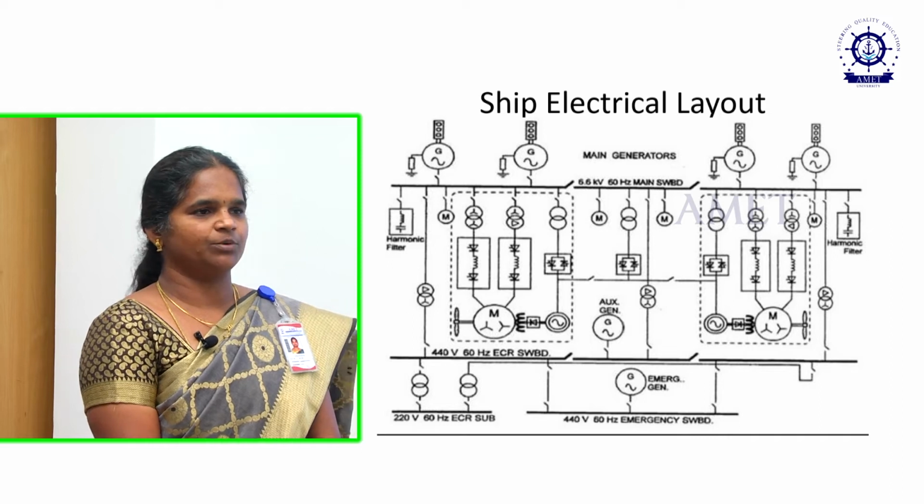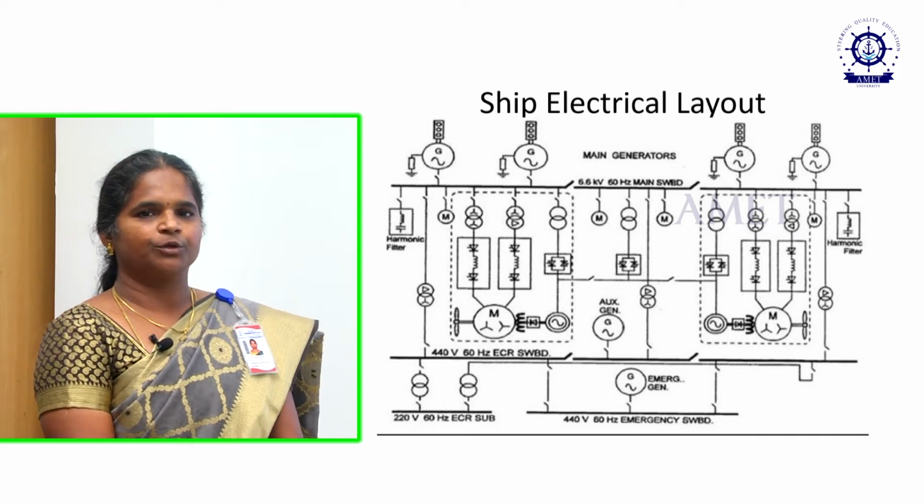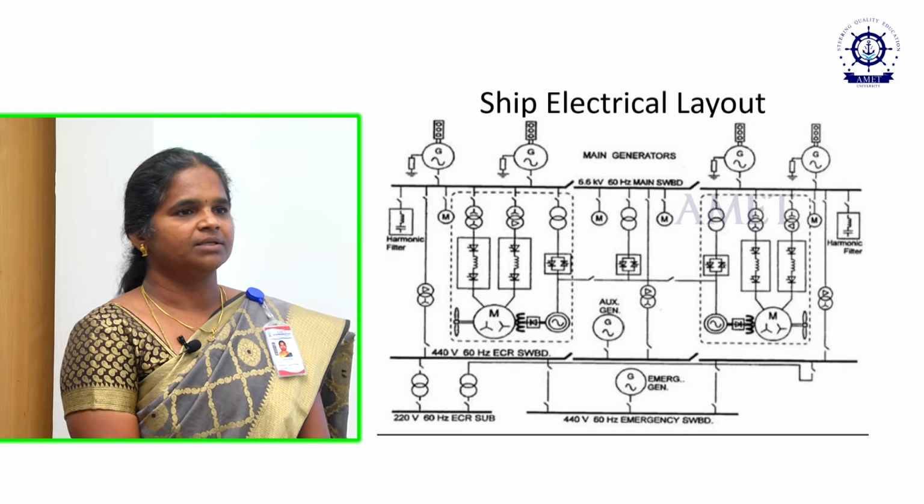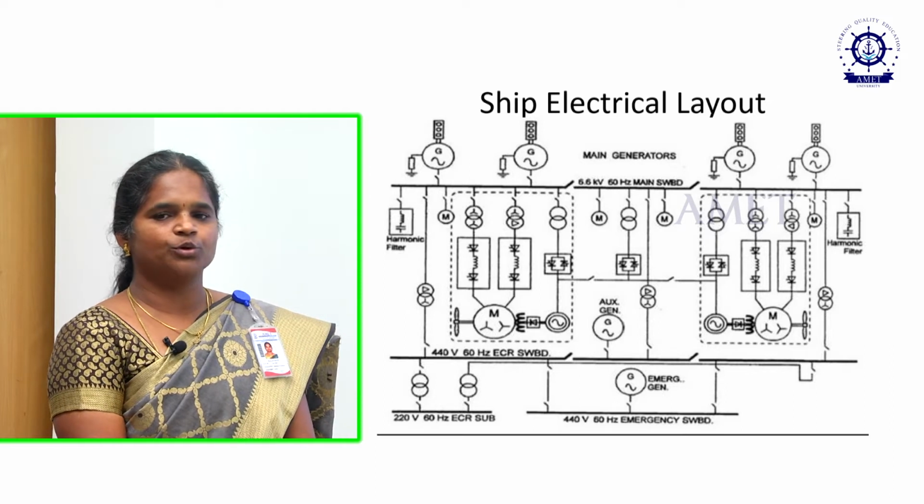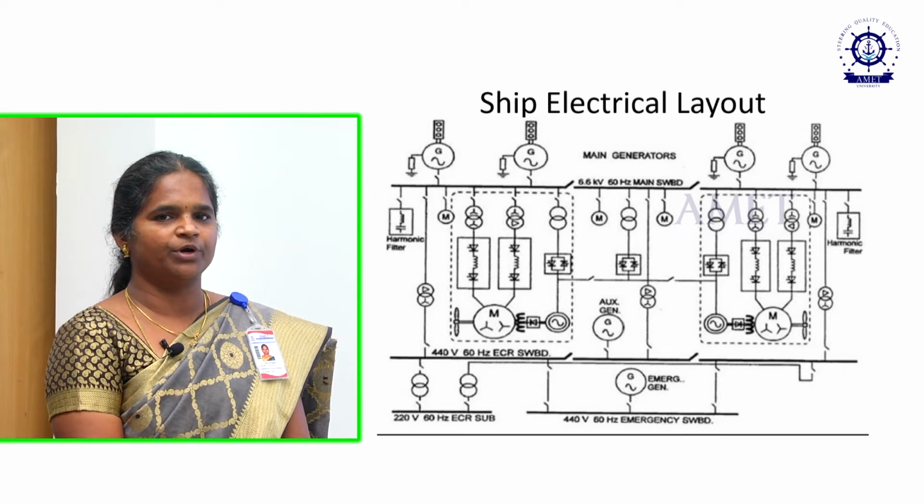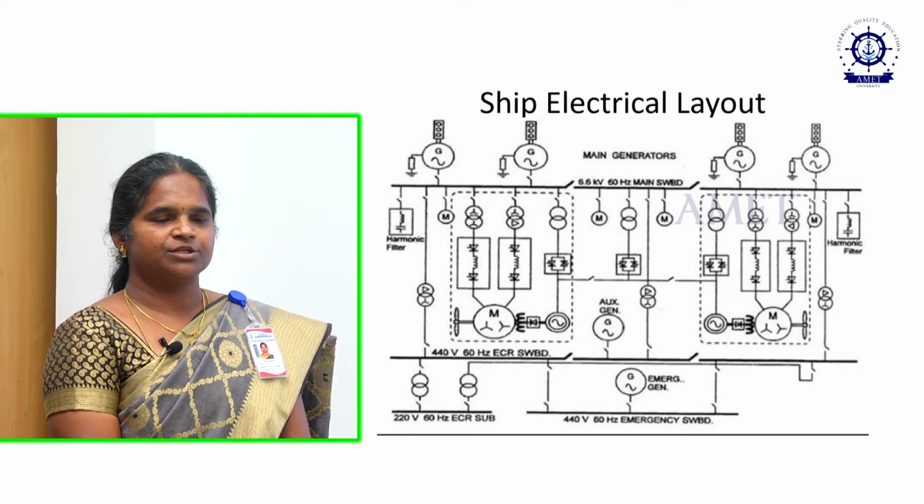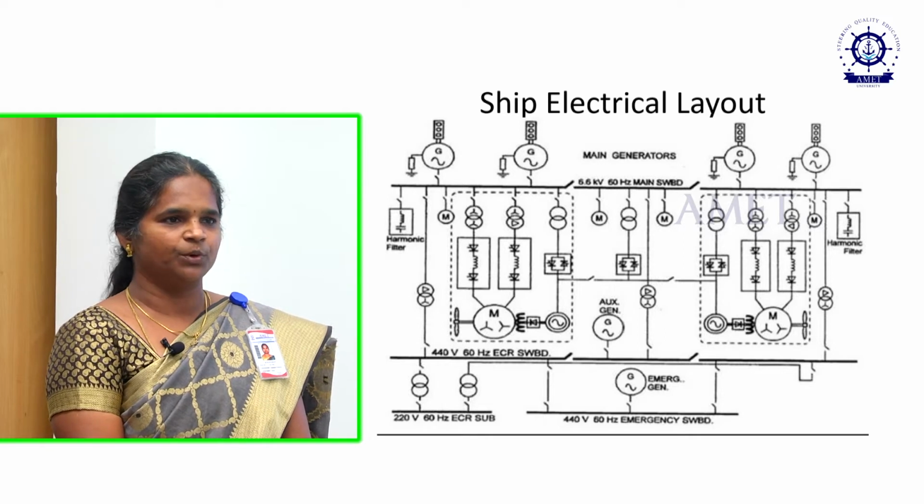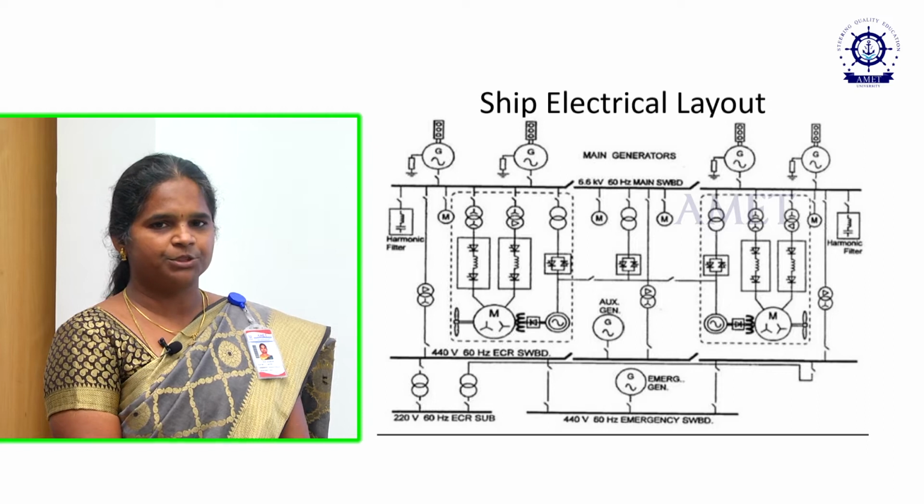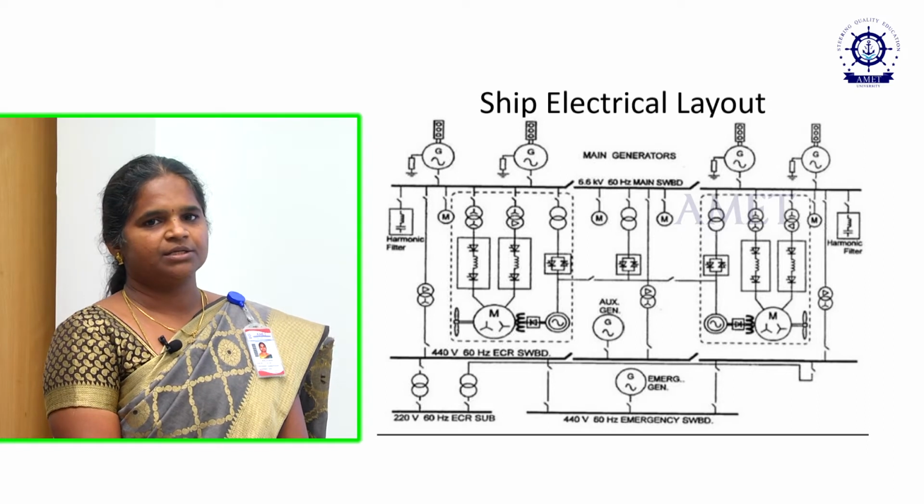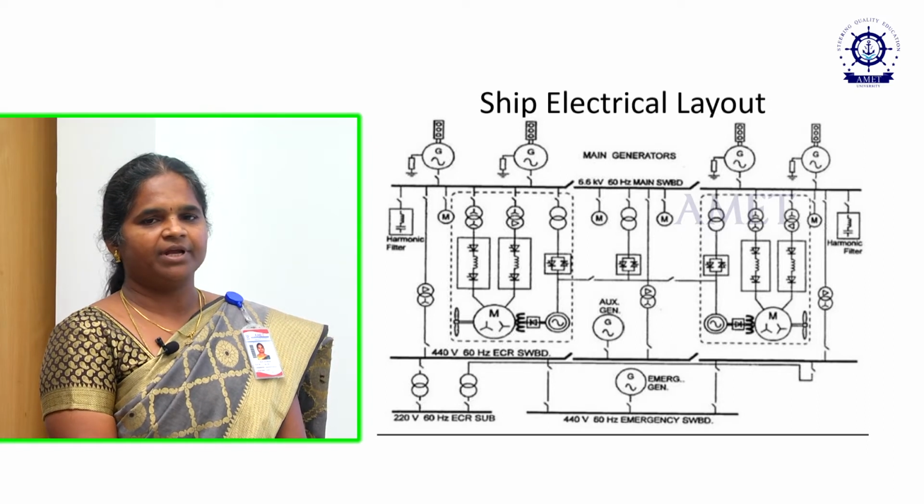So far we have discussed the alternator, for which two types of rotors are available. Alternators are the main source of power generation in the shipboard. Without the alternator, none of the equipment will work in the shipboard. The main power supply in the shipboard depends on the alternator, and the alternator generates very high voltage.